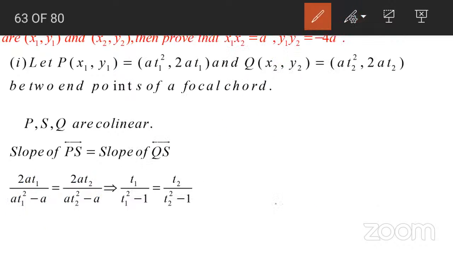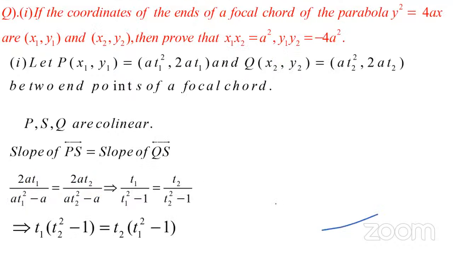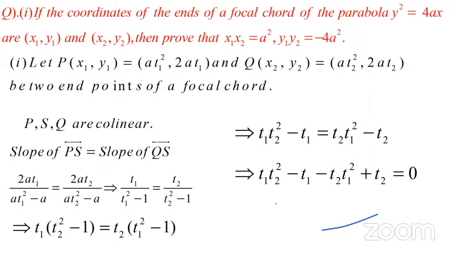Next, cross multiply: t1 of t2 square minus 1 equal to t2 of t1 square minus 1. Then solve this: t1 t2 square minus t1 equal to t2 t1 square minus t2. Take all values to the left side: t1 t2 square minus t1 minus t2 t1 square plus t2.